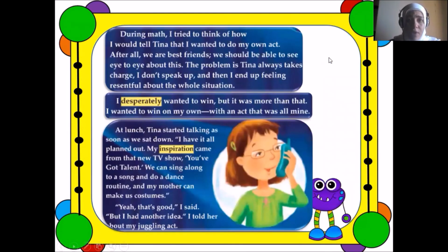During math, I tried to think of how I would tell Tina that I wanted to do my own act. After all, we are best friends. We should be able to see eye to eye about this.